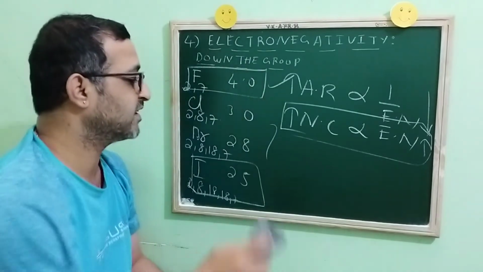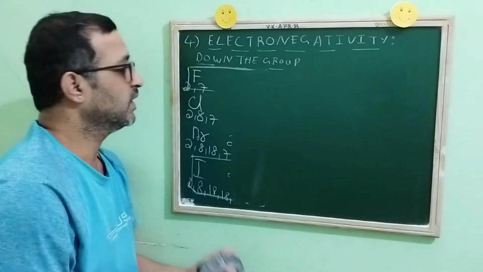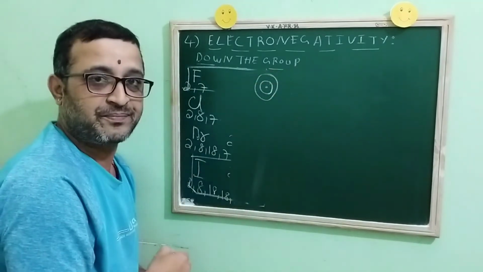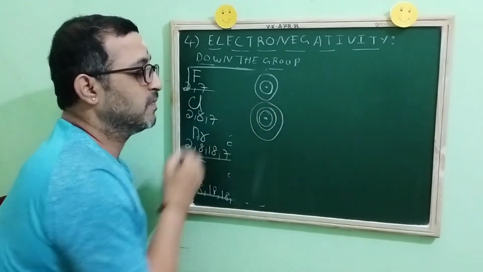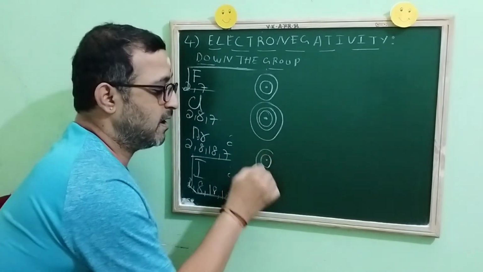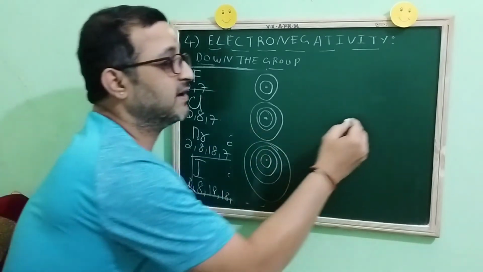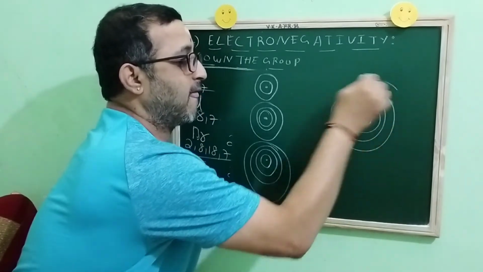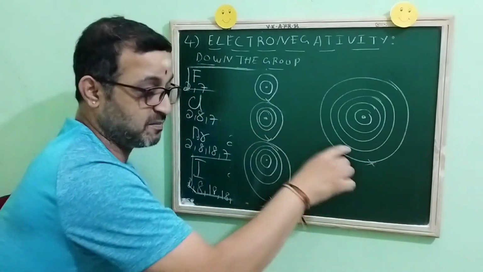Next question arises, why does atomic radius dominate? Children, we have already discussed these concepts. Again, we'll do it. See, this is fluorine, right? And this is chlorine, which is bigger than that. And this is bromine, which is still bigger than that. And this is iodine, which is still bigger than that.